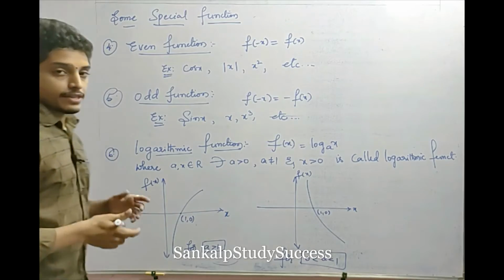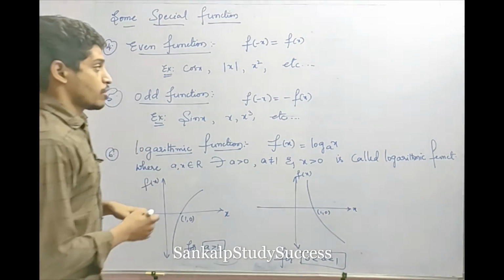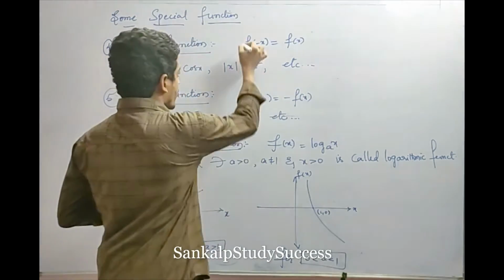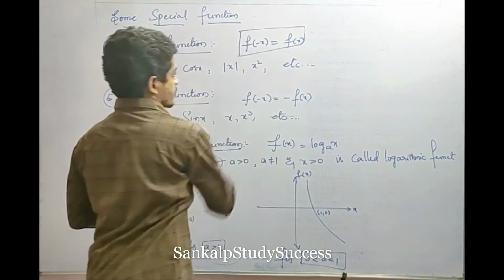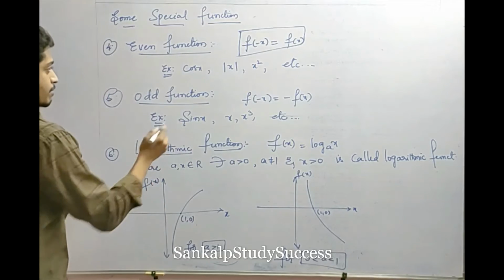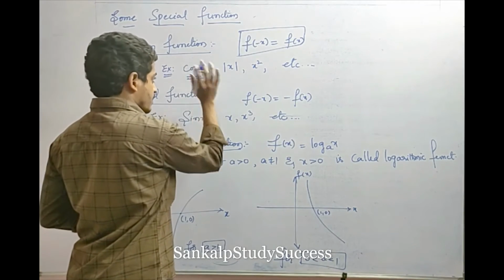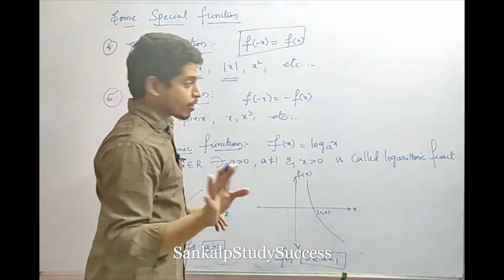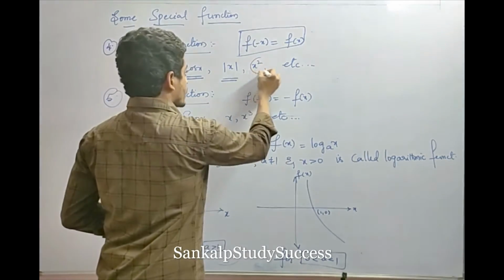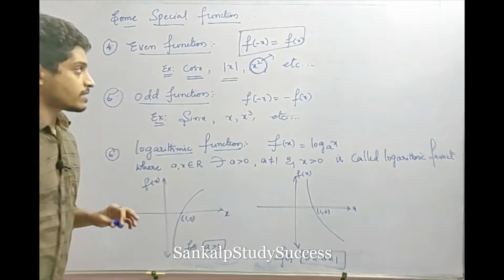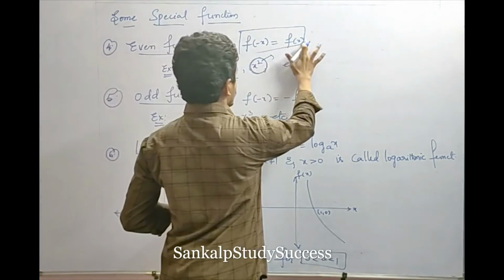Now let us see, friends, the fourth one, even function. When a function is said to be an even function, friends, the condition is f of minus x is equal to f of x, right? So for example, take cos x. This cos function is an even function. Modulus function, I will tell you what modulus function is. Even powers of a polynomial are nothing but even functions, friends. Whenever this follows f of minus x equal to f of x.